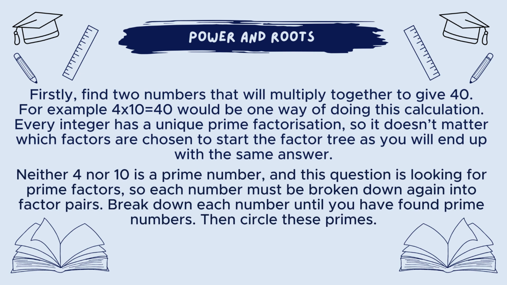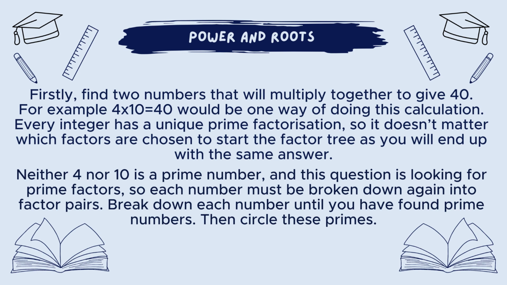Firstly, find two numbers that will multiply together to give 40. For example, 4 times 10 is 40. Every integer has a unique prime factorisation, so it doesn't matter which factors are chosen to start the factor tree, as you will end up with the same answer.